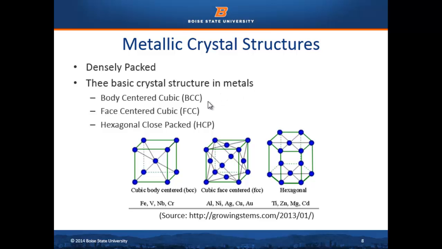First one is the body centered cubic, where there is a central atom in the body of the crystal as seen in the figure. Second one is the face centered cubic crystal structure that has atoms on the faces of the crystal structure. Third one is the hexagonal close packed, where atoms are arranged in a hexagonal shape as shown in the figure. The few metals which have this structure are given below the crystal here.